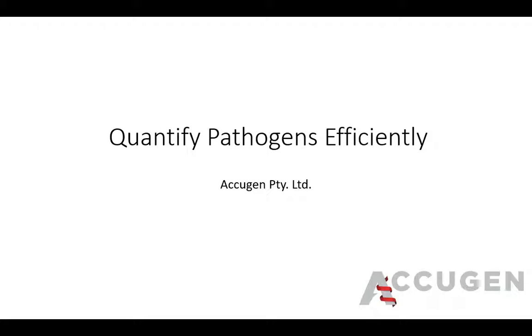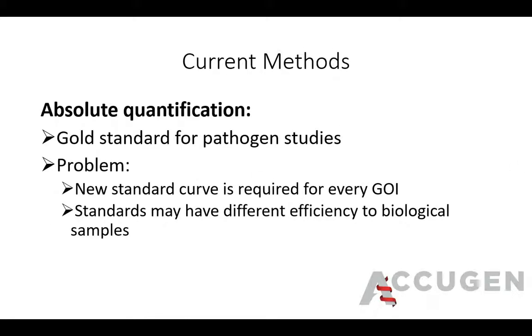Hello. Today we're going to talk about how to quantify pathogens easily using Accugen's technology. Absolute quantification is the gold standard for quantifying pathogens. If you perform a quick PubMed search, you can easily find multiple articles referencing this method for virus, bacteria, and parasite research.